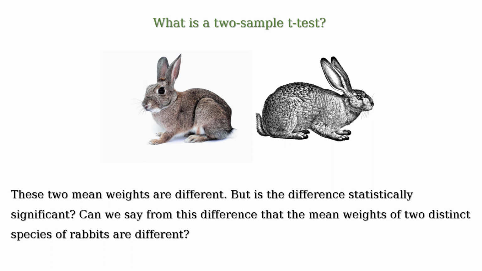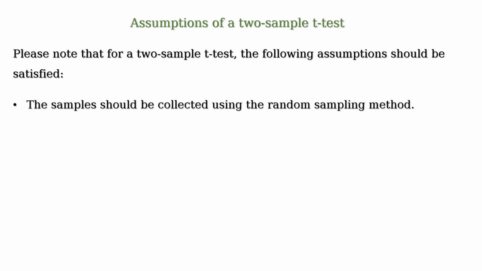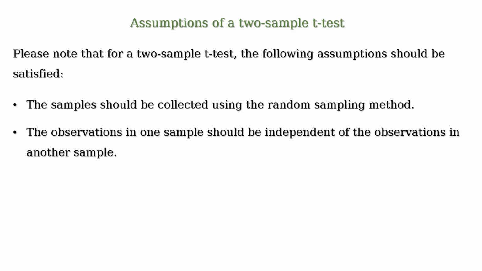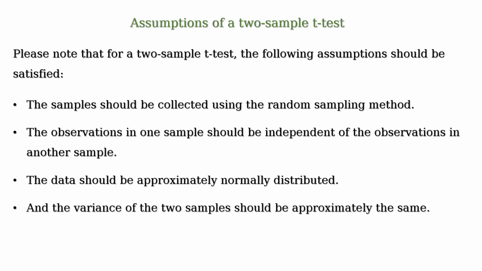To know that, we need to perform a two-sample t-test. Please note that for a two-sample t-test, the following assumptions should be satisfied. The samples should be collected using the random sampling method. The observations in one sample should be independent of the observations in another sample. The data should be approximately normally distributed, and the variance of the two samples should be approximately the same.